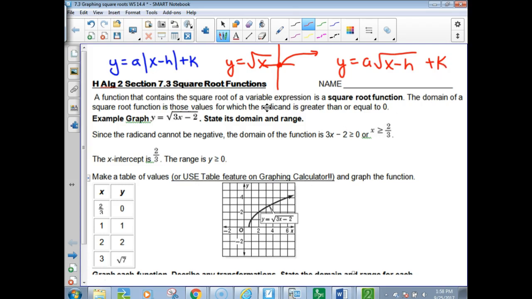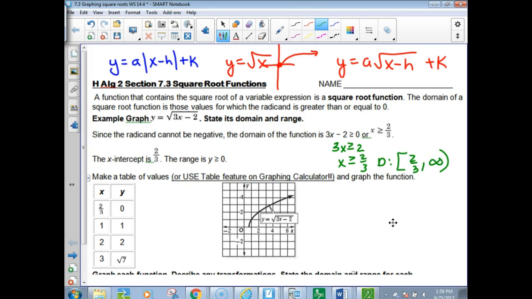A function that contains the square root of a variable expression is a square root function. That's what they're called. The domain of a square root function is those values for which the radicand is greater than or equal to 0. So as soon as you look at one of these, you can determine your domain by taking what's under the radicand, setting it greater than or equal to 0 and solving. That's where they set 3x minus 2 greater than or equal to 0. They added 2 and divided by 3 to get x is greater than or equal to 2/3. That's where that came from, which would make your domain from 2/3 to infinity.